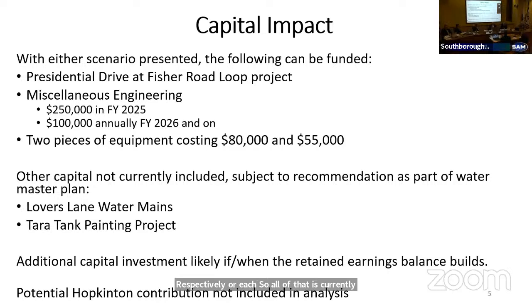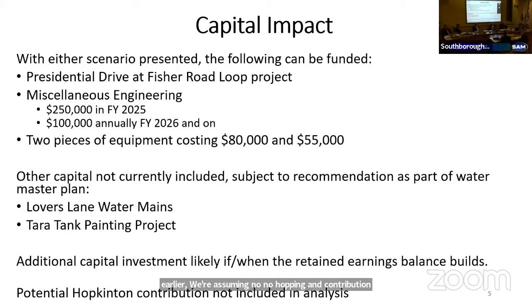We did talk about other capital that is not currently included, subject to recommendation as part of the water master plan. That's Lovers Lane, water mains, and the Tara Tank painting project. Those are projects that we did discuss, but they're not currently included in our analysis. Additional capital investment is likely if and when the retained earnings balance builds. So in other words, let's say things get dry and you start building up your reserves a little bit. Spending it on capital would be a good way to use those funds. And as Bill mentioned earlier, we're assuming no Hopkinton contribution at this point in the analysis.